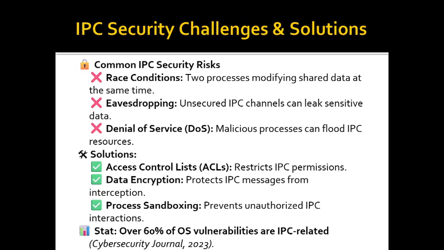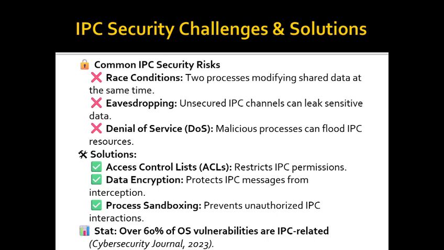Eavesdropping: unsecured IPC channels can leak sensitive data. Denial of service, DoS: a malicious process can flood IPC resources. Solutions: access control lists, data encryption, and process sandboxing. Access control lists restrict the IPC permissions, data encryption protects the IPC messages from interception, and process sandboxing prevents unauthorized IPC interactions.